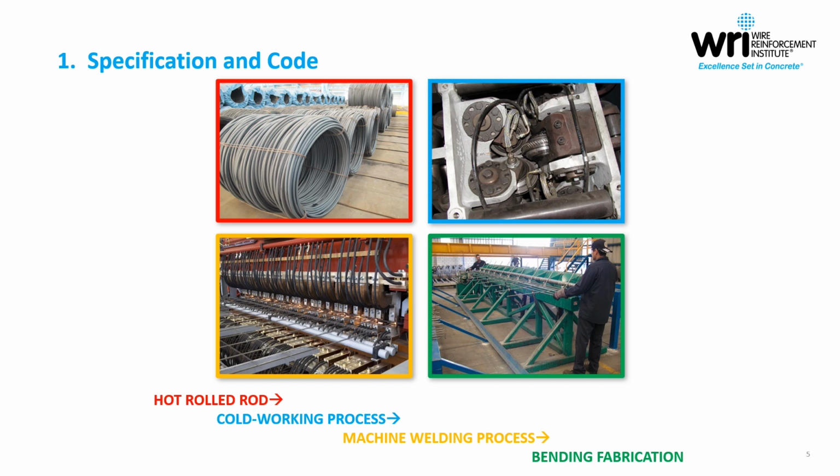Now, depending on the project, these machine welded mats can then be moved downstream to a hydraulic bender for those project applications requiring bent material. So that bender is shown there in the green rectangle. So again, in a nutshell, we go from hot rolled rod, through a cold working process, then a machine welding process, and then ultimately for bent material, we go through bending fabrication.